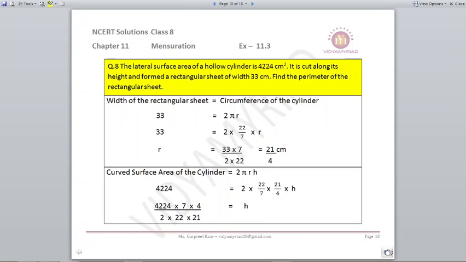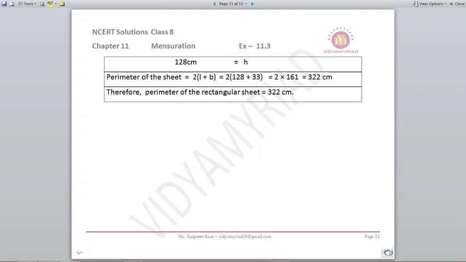When you roll a rectangular sheet along with its width, it becomes the circumference of the cylinder, which is 2 pi r. With that, I can find out the radius of the cylinder, which comes out to be 21 upon 4 centimeters. Now, LSA is already given to us, 4224, and the formula for LSA or CSA is 2 pi rh. We know the radius now. We don't know the height. We can find out the height using the formula. That will come out as 128 centimeters.